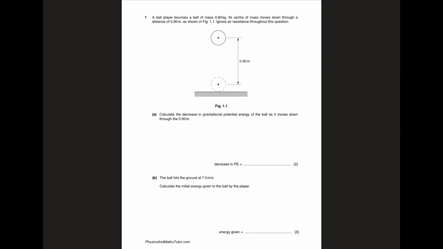Okay, so a ball player bunches a ball of mass 0.60 kg. Its center of mass moves down through a distance of 0.90 meter, as shown in figure 1.1. Ignore air resistance throughout these questions. Calculate the decrease in gravitational potential energy of the ball as it moves down through the 0.90 meter.